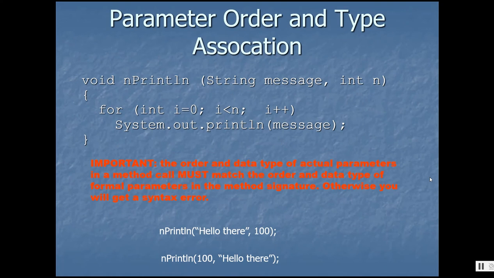A couple of things to keep in mind: of course, the order and the data types of the parameters have to match. So calling this particular method in print line, passing a string and an integer, is fine because that's the order in which they're expected, but you can't do it in reverse. That should be fairly obvious, hopefully.